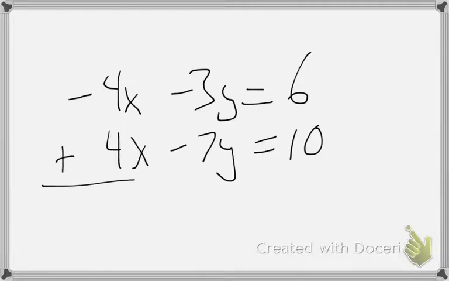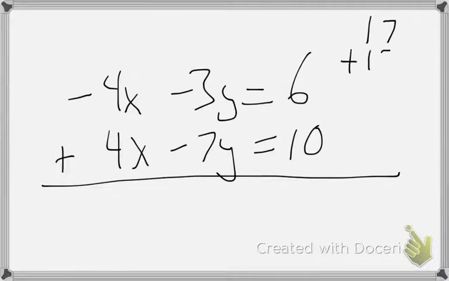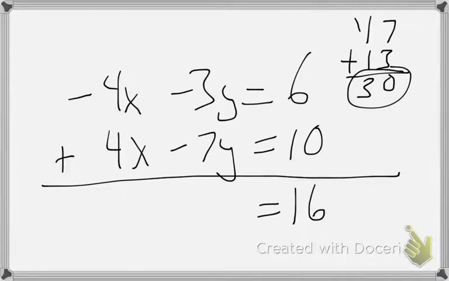We can basically add these in the same old school way you used to add like 17 plus 13, and you'd go, oh, that's 10. Carry the 1, 1 and 1 and 1 make 30. We're going to do that same thing here, where 6 and 10 are going to make 16. Negative 3y and negative 7y will make negative 10y. And then check it out. Negative 4x plus 4x, oh, that equals 0, which means that's been eliminated. And now all of a sudden, I've got a super easy equation that I could divide and solve for y.